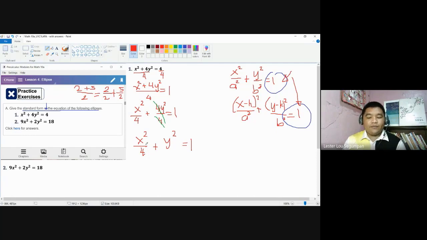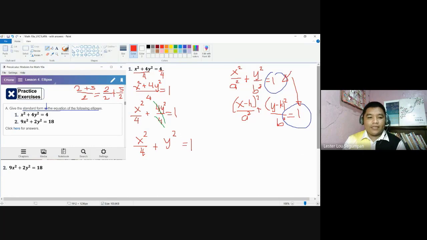This is the standard form for number 1. Again, the process that we did here is we divided the right-hand side of the equation by a number that could make this side equal to 1. In this case, it is 4. We will use this later on in practice exercise B, where we are going to determine the parts and important points of the ellipse.